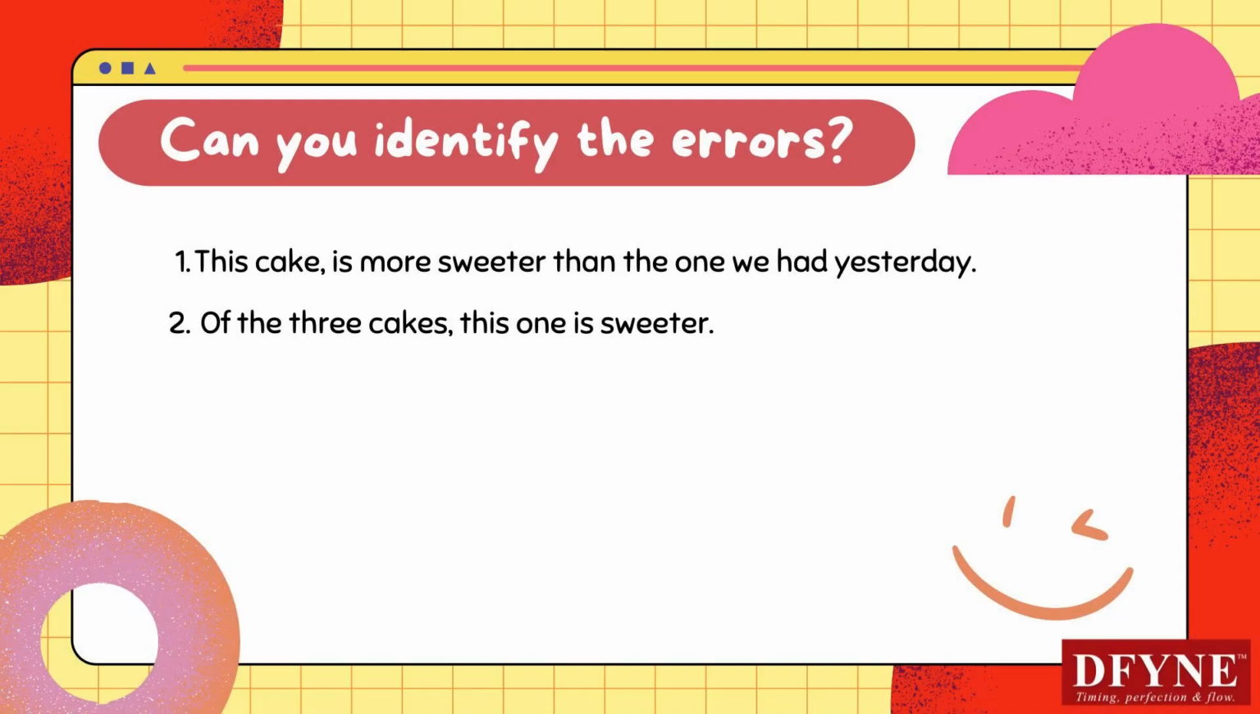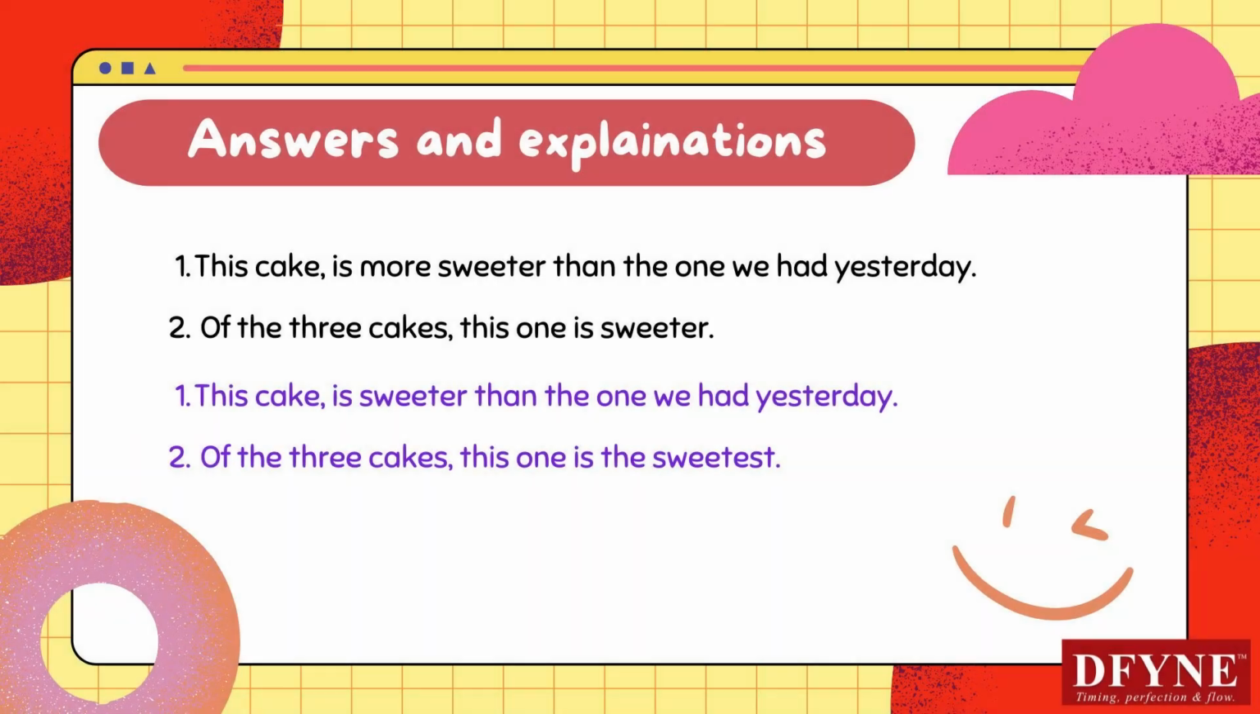Shown here are some commonly made mistakes when using comparative and superlative forms of adjectives. If you want to rectify them before the answer is revealed, pause the video now. 1. This cake is more sweeter than the one we had yesterday. Here, the word more is redundant, which means useless. It is modifying the adjective sweet, which is a very short word.